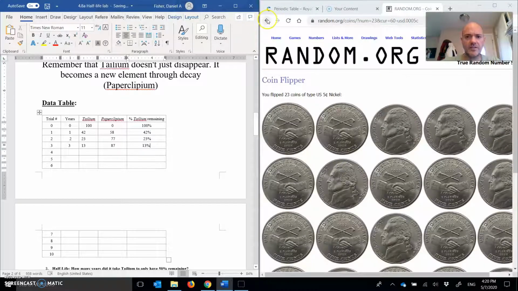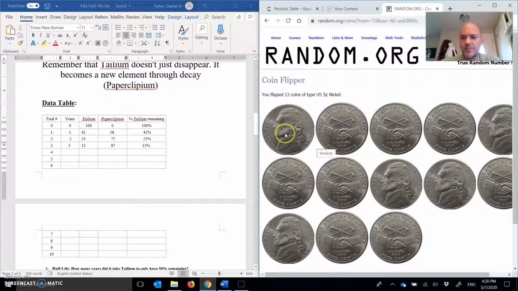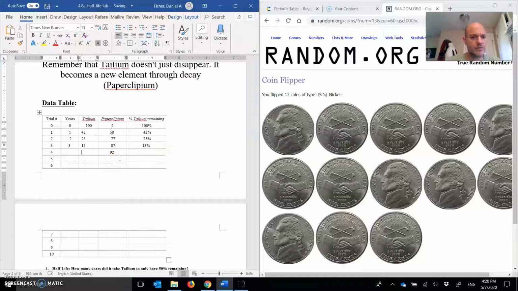All right, so back. It doesn't like that. Okay, so I'll just flip down here. 13. Flip the coins. 1, 2, 3, 4, 5. All right. So now at 92, which means there's 8. This is after 4 years. It means I've got 8% left.